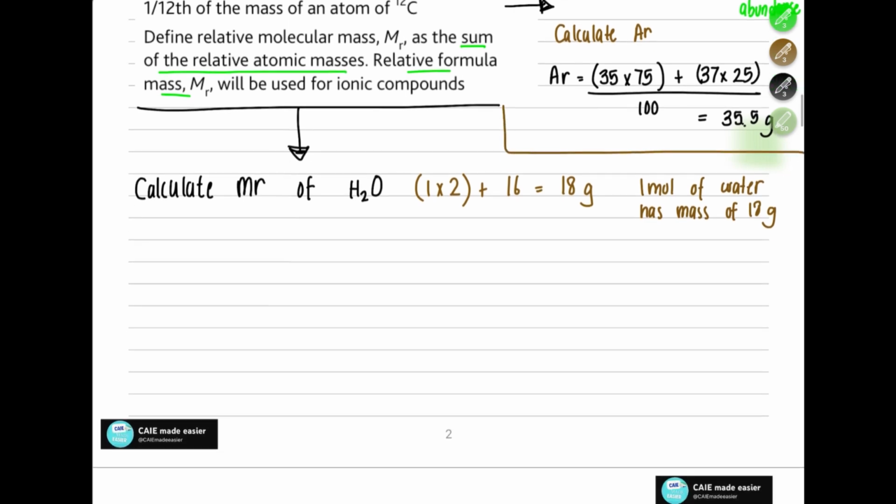Okay, now calculate the MR of NH3. So you can look at the periodic table and you will know it's going to be 14 plus 3 into 1. This is going to be 17 grams. So this is the MR, and that's how you can calculate.